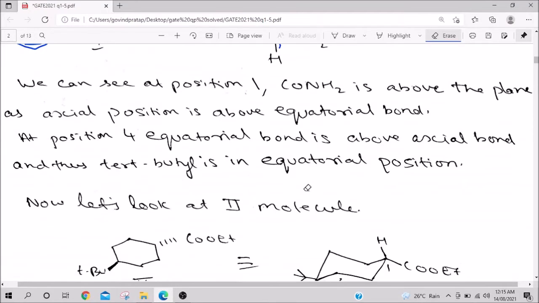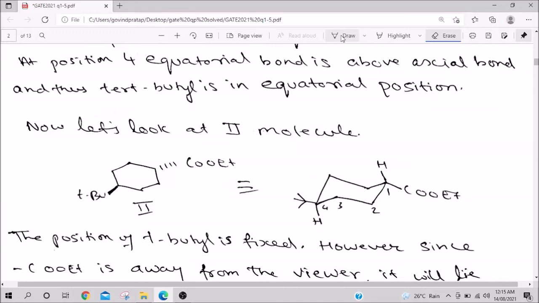All that is said is written here. Now, let us look at molecule number 2. Here the ester group COEt is away from the viewer. You can see because it is this dashed line, that means it is away from the viewer, behind the screen. So, COEt will go below the plane and tertiary butyl as such will remain above the plane.